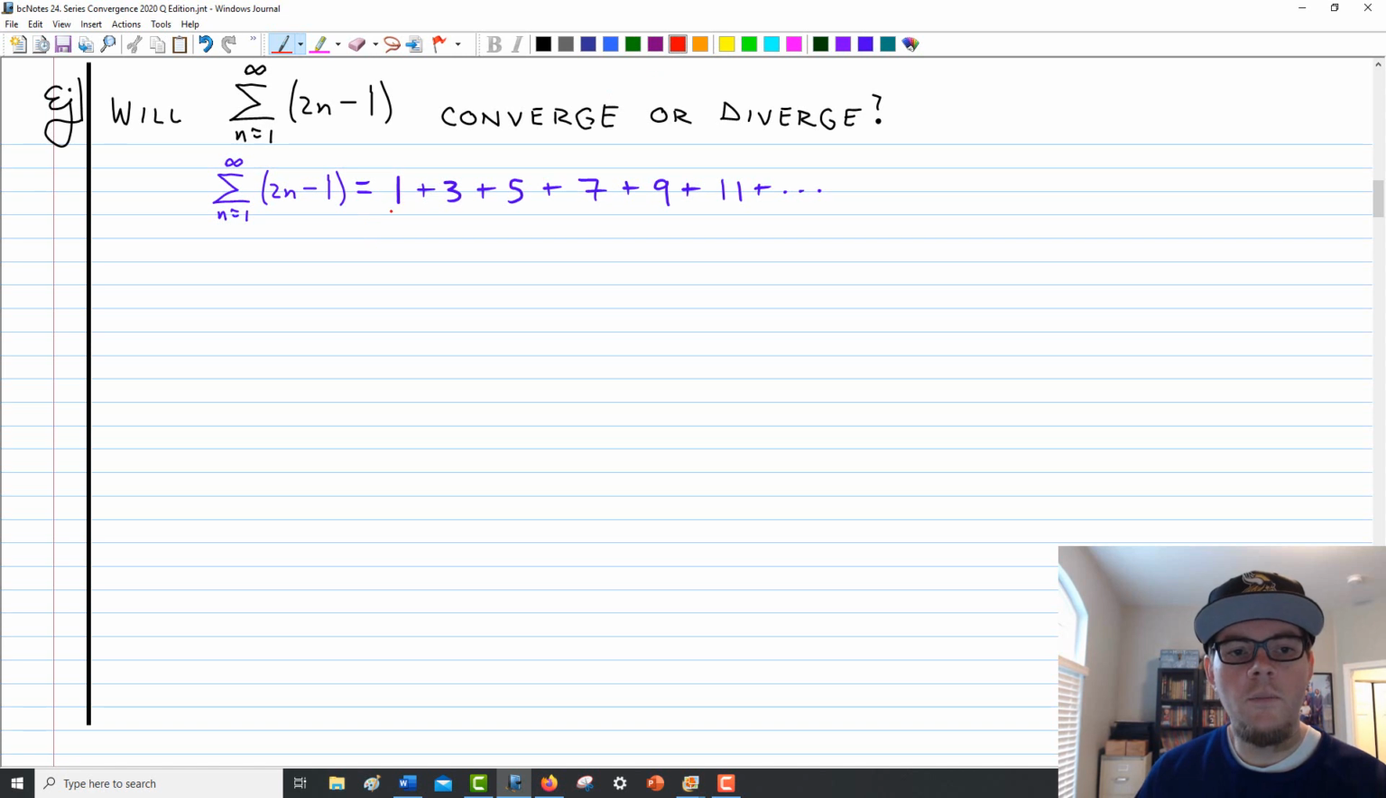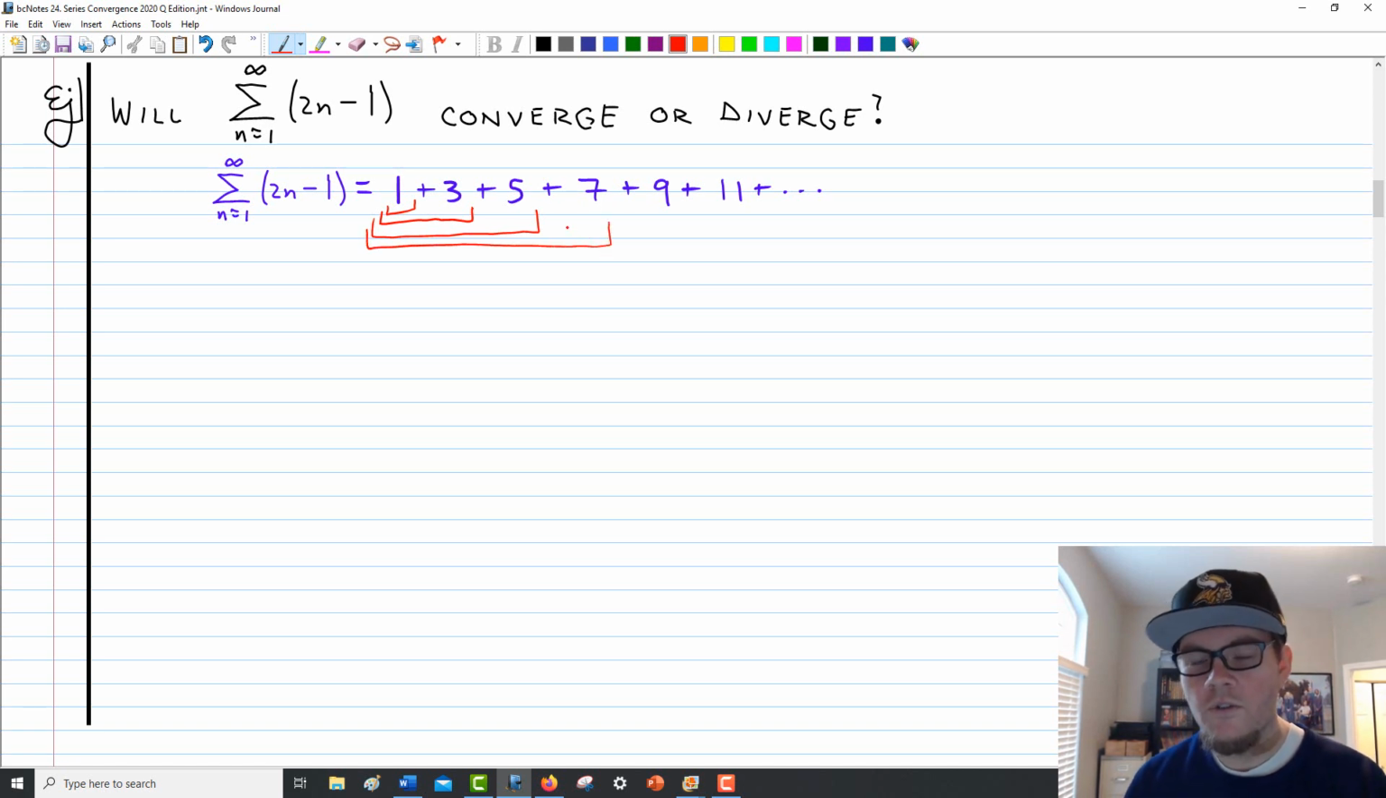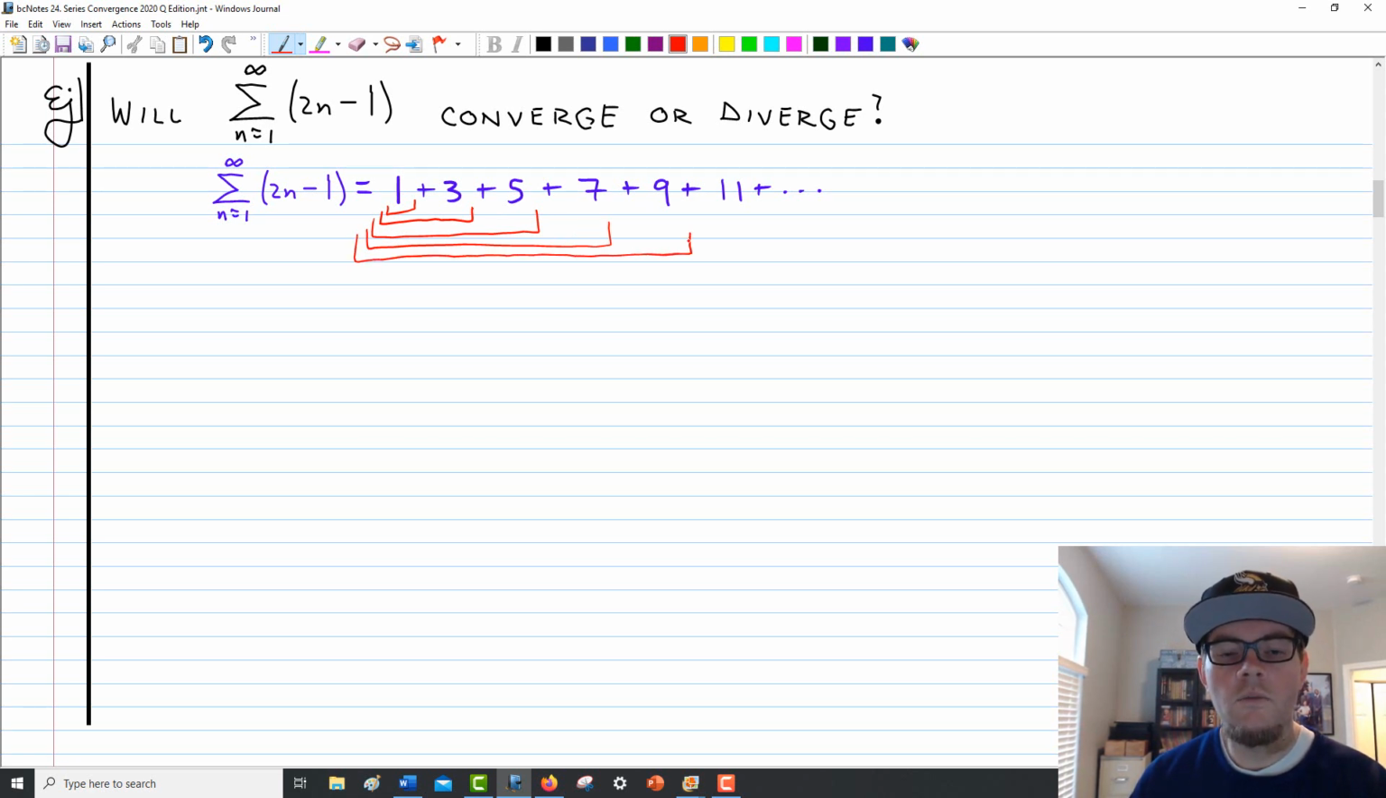So first, our sum is 1. After that, our sum is 4. After that, our sum is 9. After that, our sum is 16. By the way, it's kind of cool. I don't know if you're noticing, but we're getting squared integers. So 16. If we go further, we get a sum of 25. What I'm noticing is that our sum keeps getting bigger and bigger.